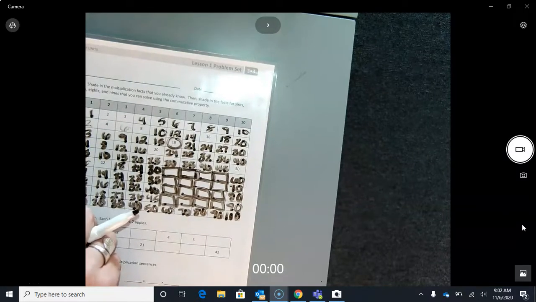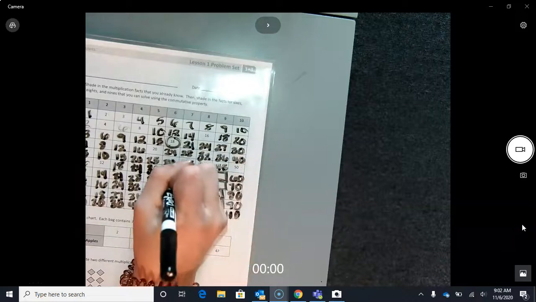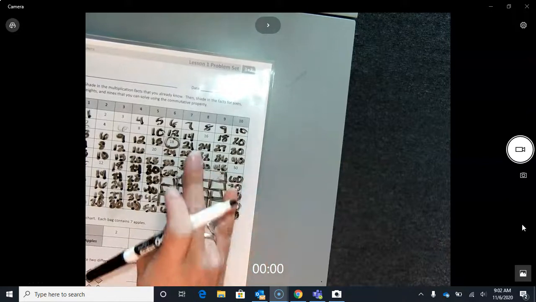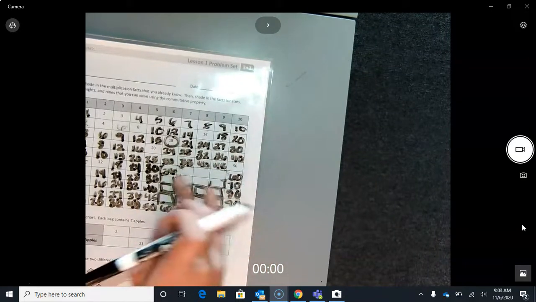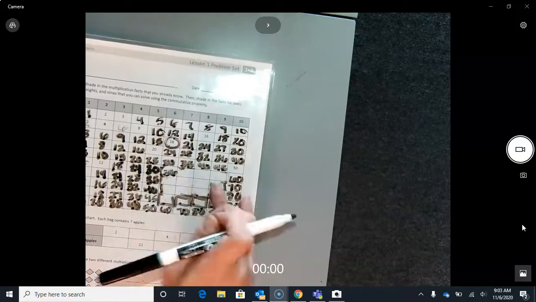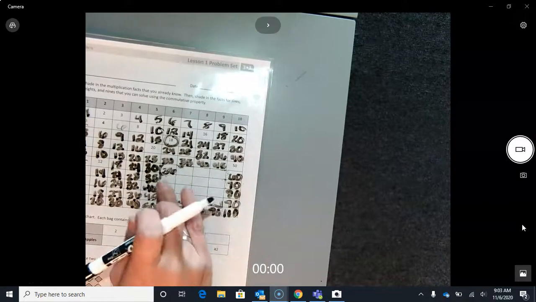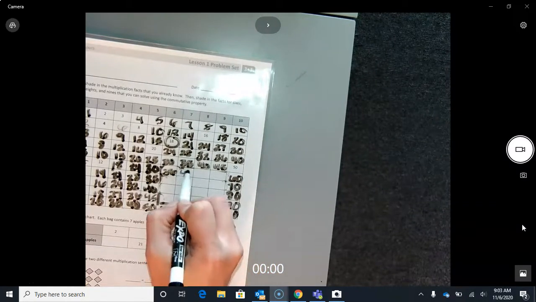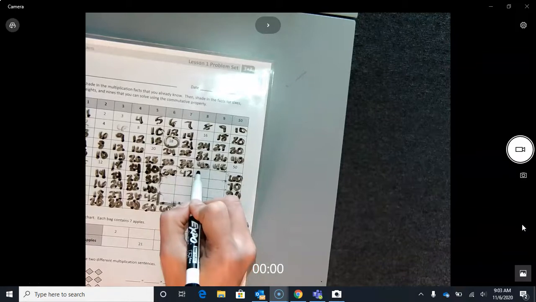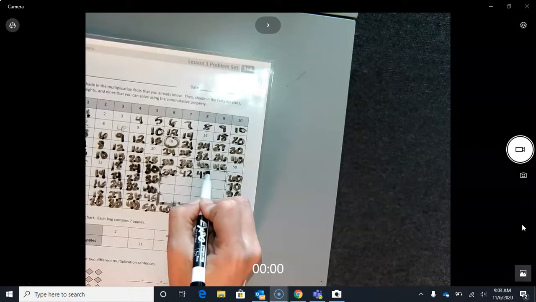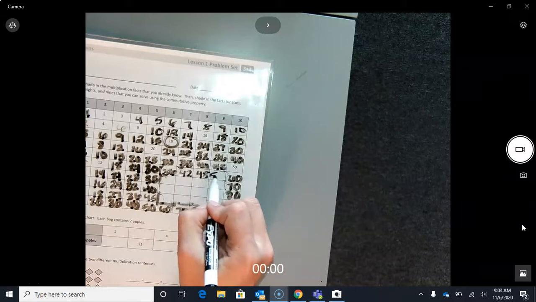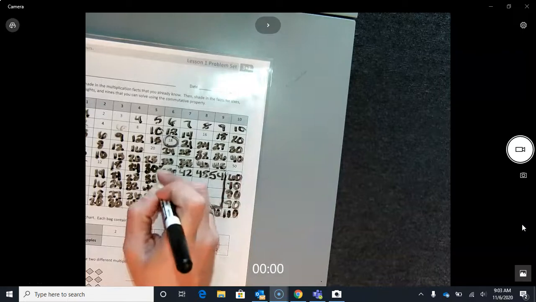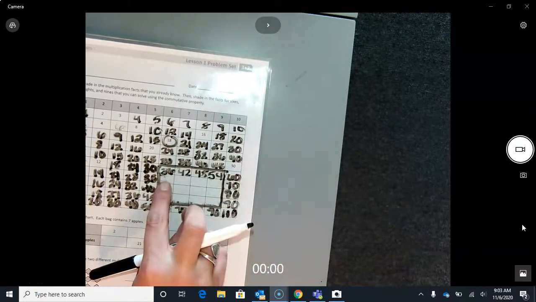We're going to start with our sixes. So 6 times 6 is 36. I'm just going to erase this so you guys can see a little bit better because I know my marker's a little hard to read. And then 6 times 7 is 42. 6 times 8 is 48. And 6 times 9 is 54.